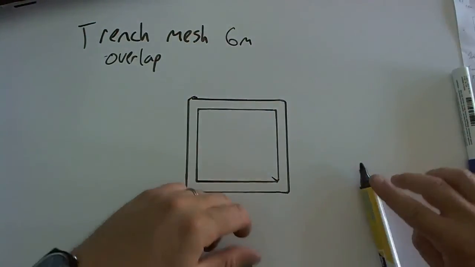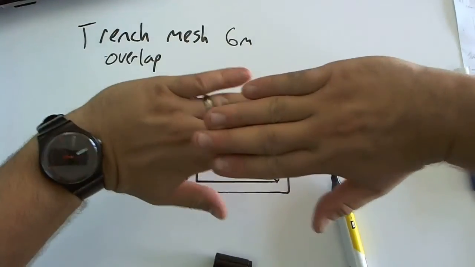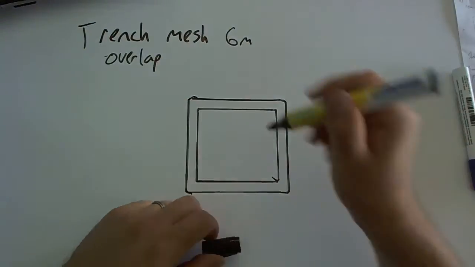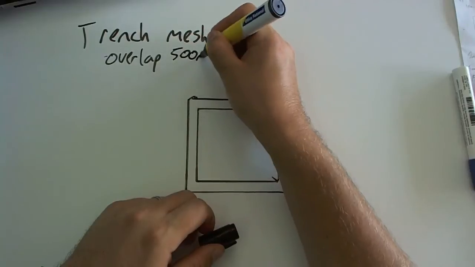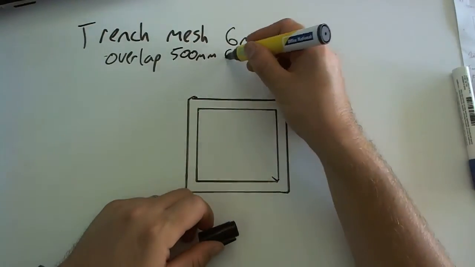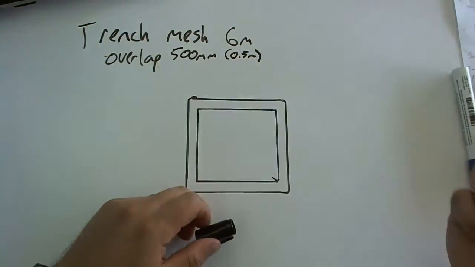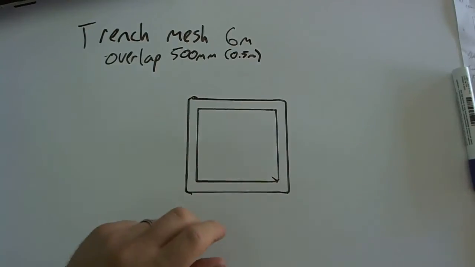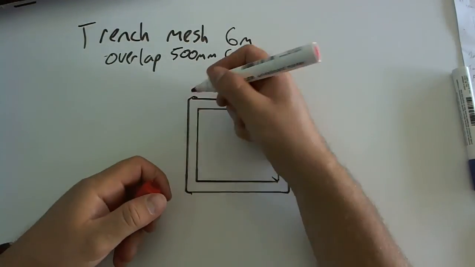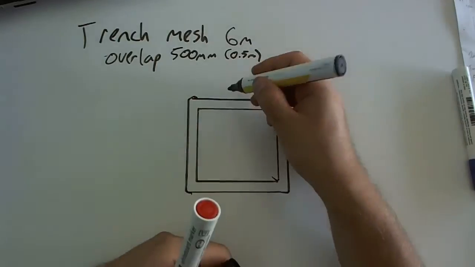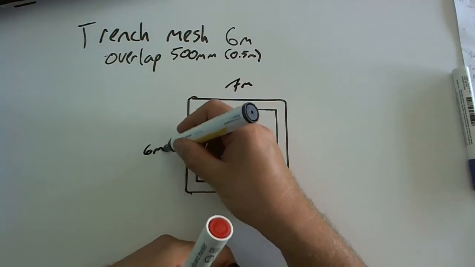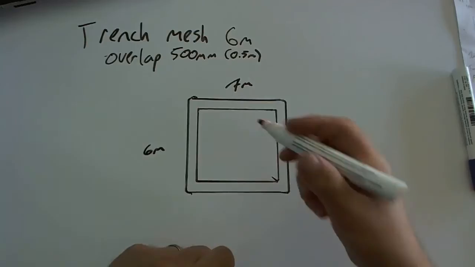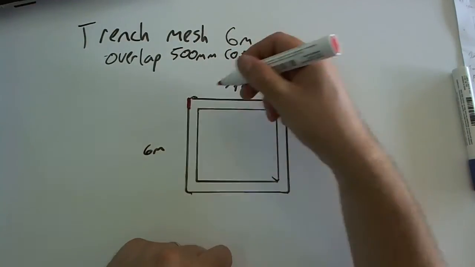When they're end to end, they have to be 500 millimeters overlapped, or 0.5 meters. So what we do is we start. This is our slab. It's 7 meters by 6 meters. We're going to start up in this edge and we're going to lay our first.